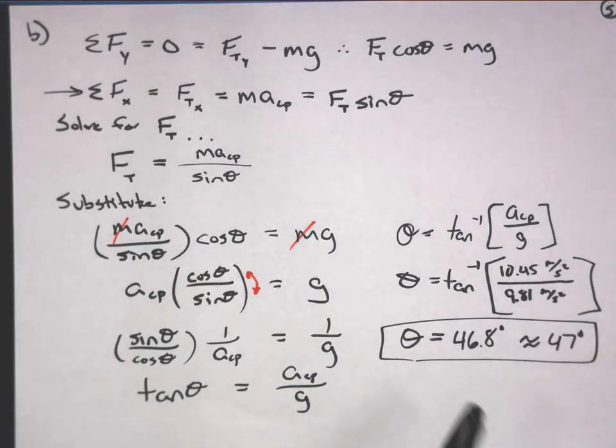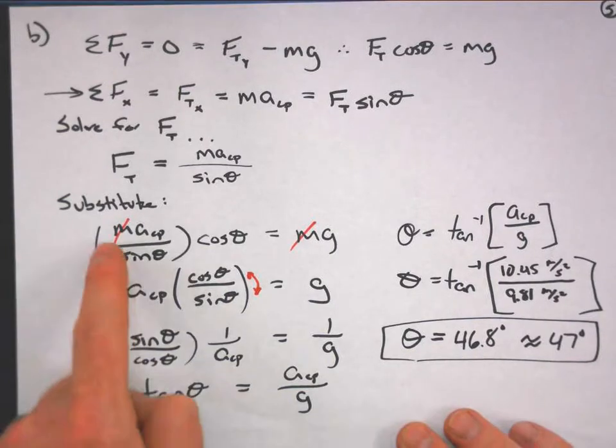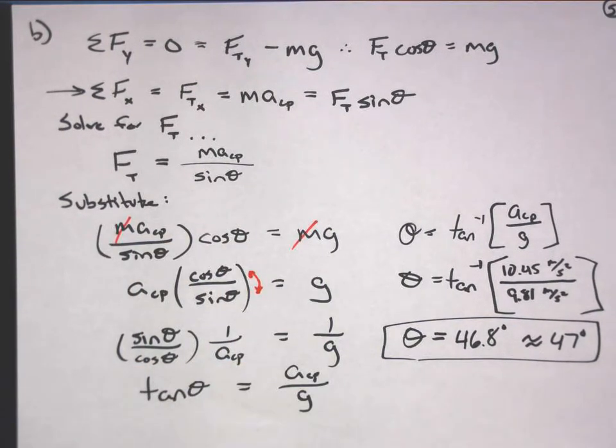Both weight and the centripetal force, the force which ends up changing the direction of the chair with the rider, they both depend on mass in the same way. And what ends up happening, as we saw here, mass cancels right out. It's gone. It doesn't matter how much the rider weighs. All the chairs will be at the same angle with respect to the vertical.